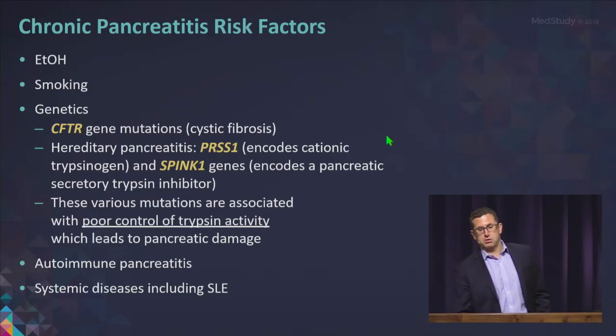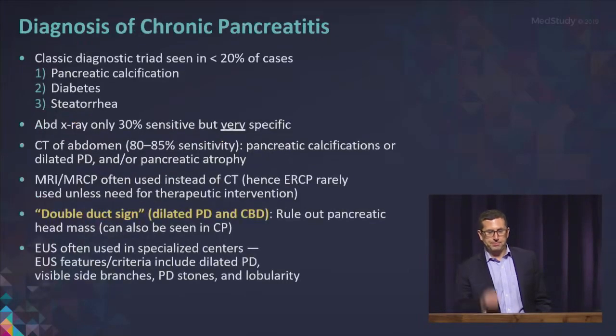There are some other genes that are associated with hereditary pancreatitis, including PRSS1 and SPINK1. What you need to know about these is that these mutations are associated with poor control of trypsin activity, which could lead to enzyme activation and pancreatic damage. There's also an entity called autoimmune pancreatitis, which I'll get to in a second, and systemic diseases like lupus could cause chronic pancreatitis as well.